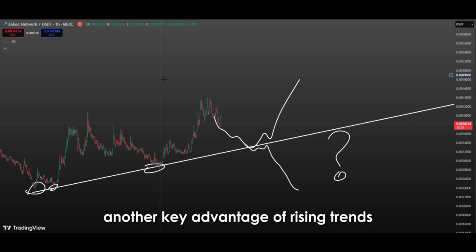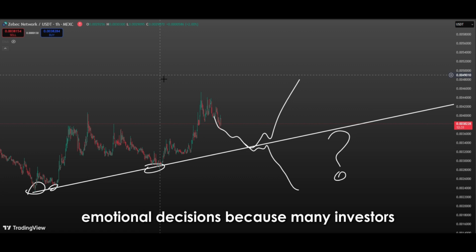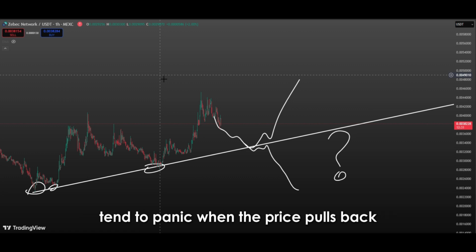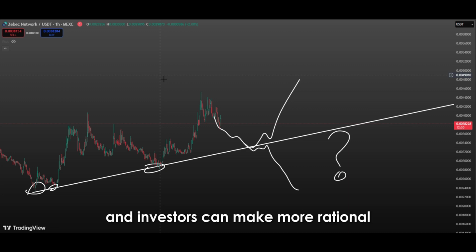Another key advantage of rising trends is that they help investors control emotional decisions, because many investors tend to panic when the price pulls back. But when a trend line is in place and the price remains above it, that feeling of panic decreases and investors can make more rational, strategic moves. For this reason, trend lines are not just technical tools, but also emotional support points.